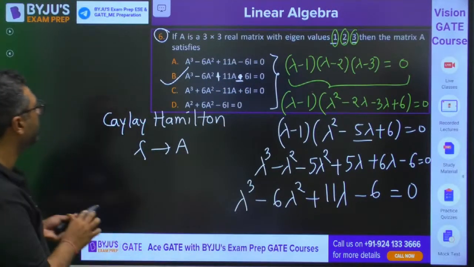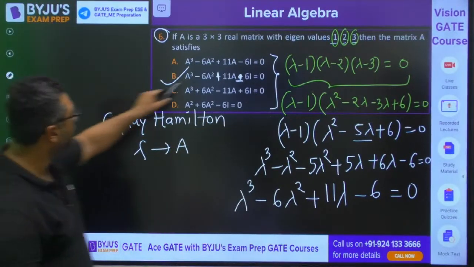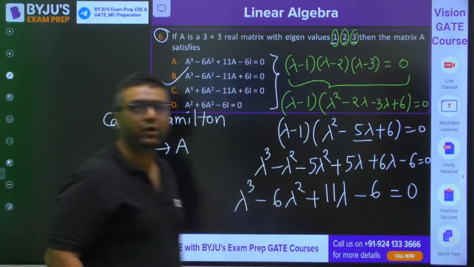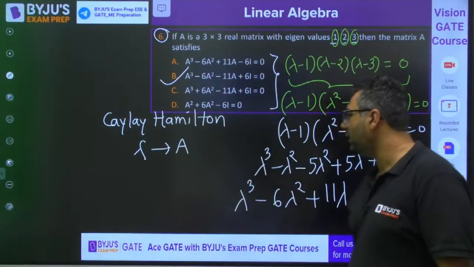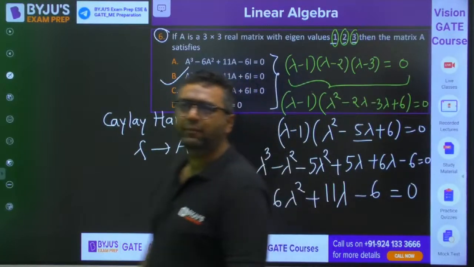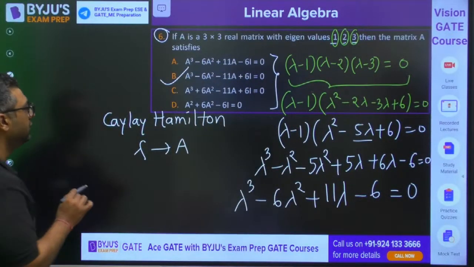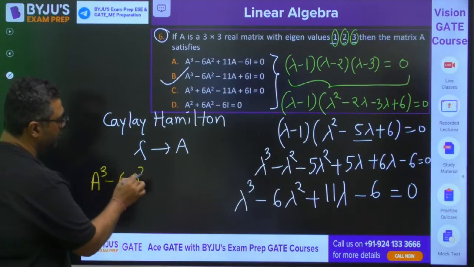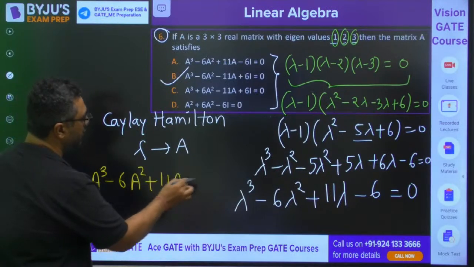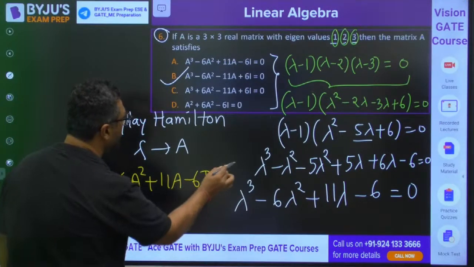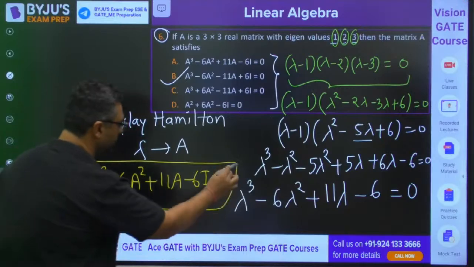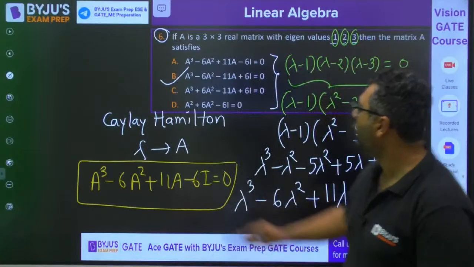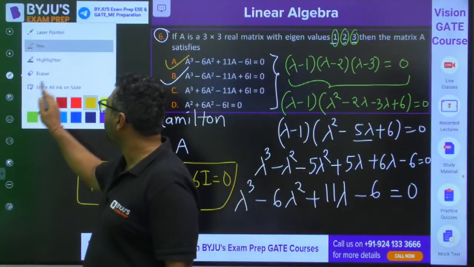A or B, what you are getting? A na? A will be coming na? A will be the answer, bhai. B nahi hoga. A would be the answer. It is very easy question.